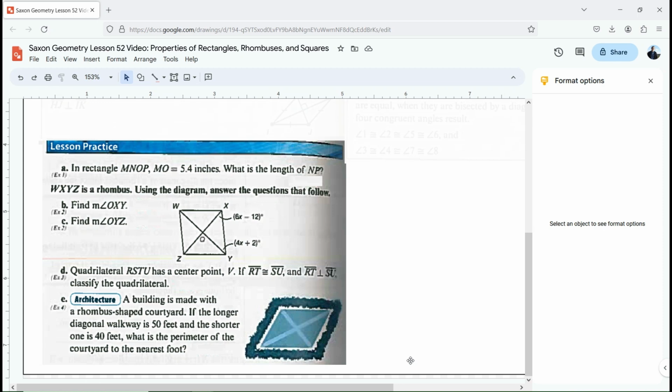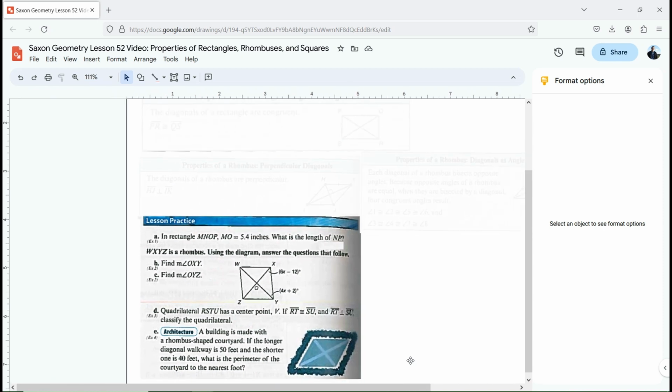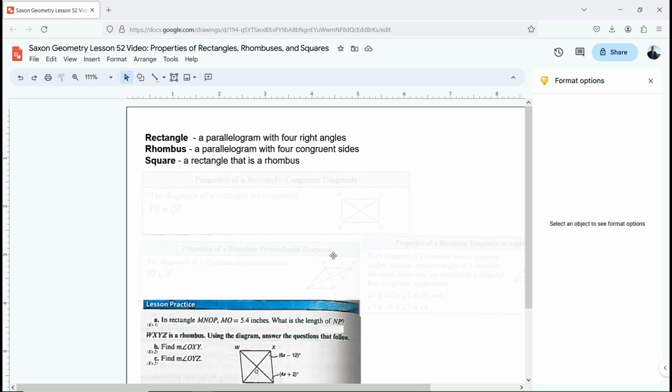Hey, geometry students. In this lesson, we are going to be looking at the properties of rectangles, rhombuses, and squares. Now, we've defined all of these before, but let's just refresh our memory. A rectangle is defined as a parallelogram with four right angles. Now, that's going to mean some things for the sides as well, but remember, the definition is what it is, and then we can prove things about the angles or sides based on the definition.